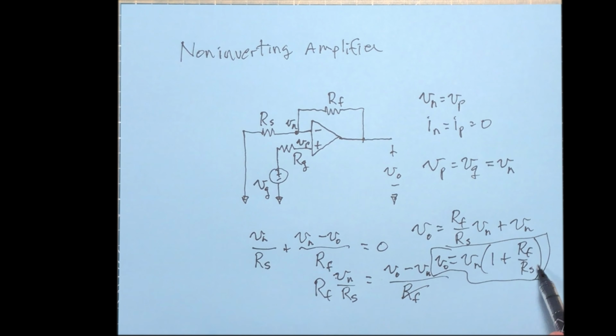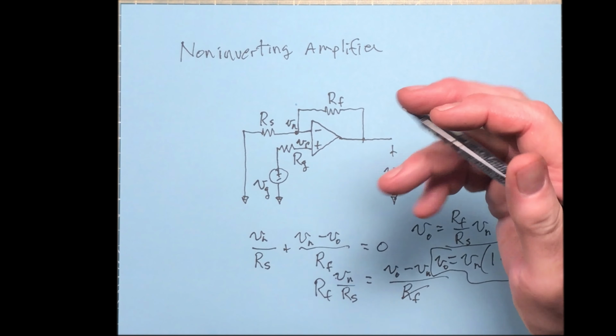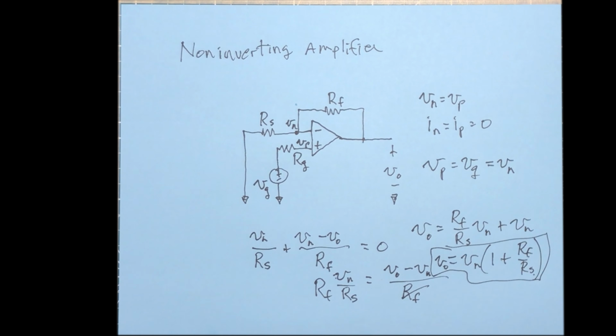And this that's in parentheses is the scaling factor. And you can see that if R sub f and R sub s are equal to each other, then this becomes 2. So it has a gain of 2. All right, so that's a non-inverting amplifier. Now these come in various configurations. Let me show you a different kind of non-inverting amplifier.